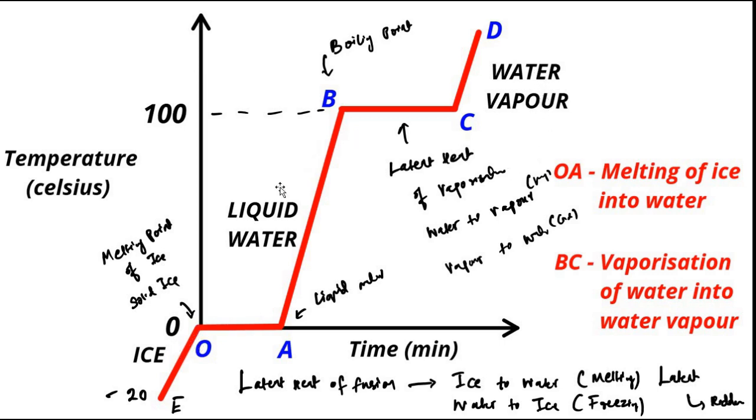Similarly, when vapor is converted into water through cooling, that is condensation, the drop in temperature will happen from D to C until point C. Then it will remain constant as long as the entire vapor has been converted into liquid water. That is, from point B it will again start to drop.